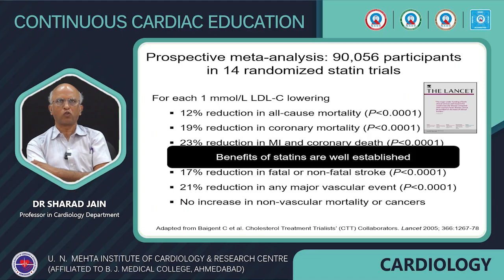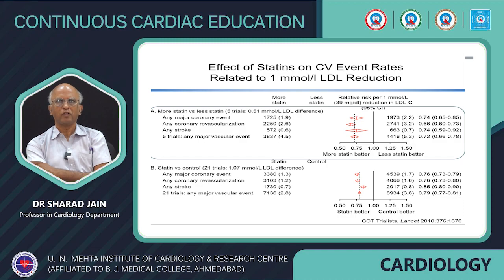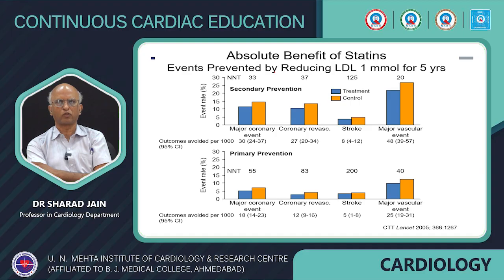A prospective meta-analysis of around 90,000 patients in 14 randomized trials shows the benefits of statins are well established in all-cause mortality, coronary mortality, non-fatal stroke, and major vascular events. The benefits are a known fact. It is more with the highest intensity statins, which are better than the low intensity. The effect of statin on CV event rates is related to 1 millimole LDL reduction, seen in all perspectives, and it is more with higher doses as compared to lower statin doses.